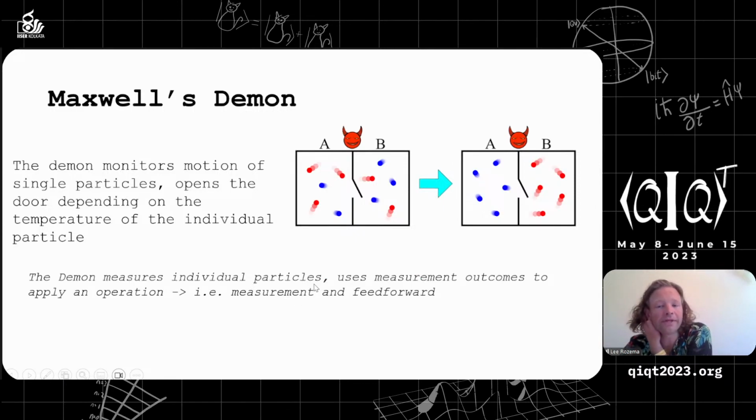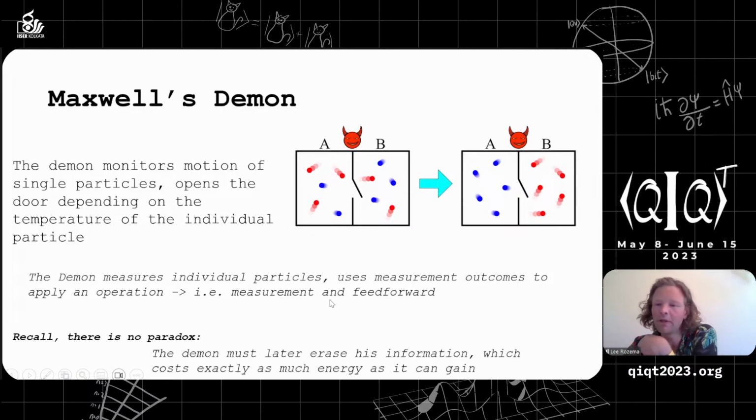So in modern language, what we're saying is the daemon is essentially doing something called measurement and feed forward. He's measuring the state of these individual particles, and then he's applying some operation on the global state based on the result of this measurement. So this is the idea: we do a measurement, then we feed forward that measurement result to change the state of the system.